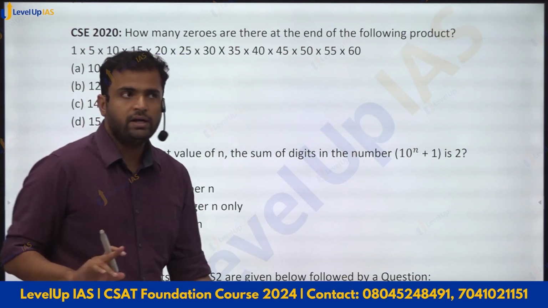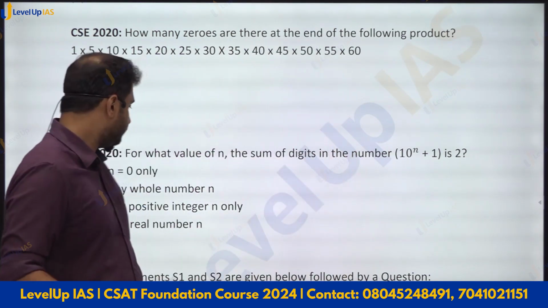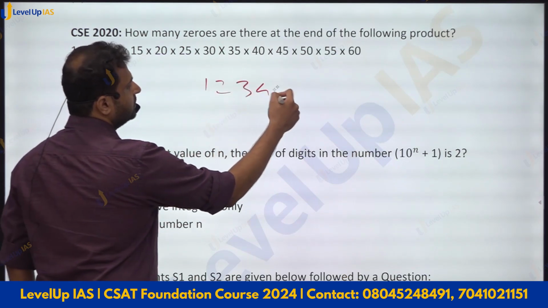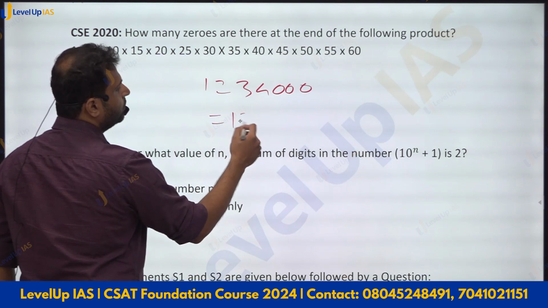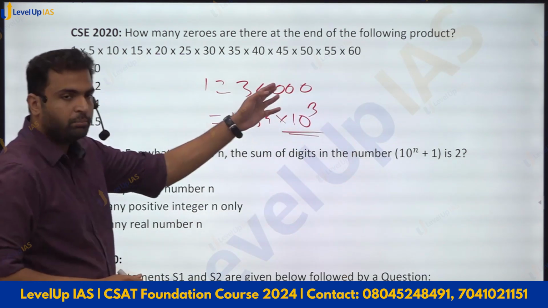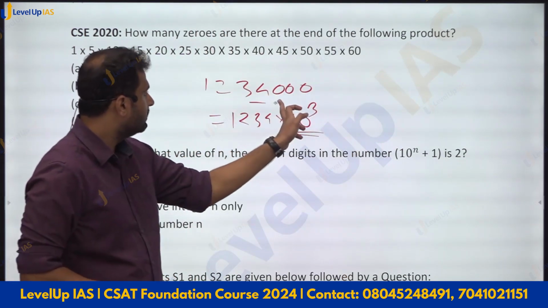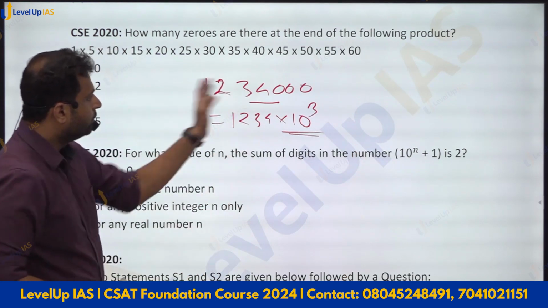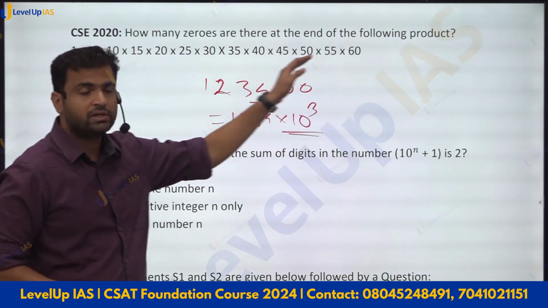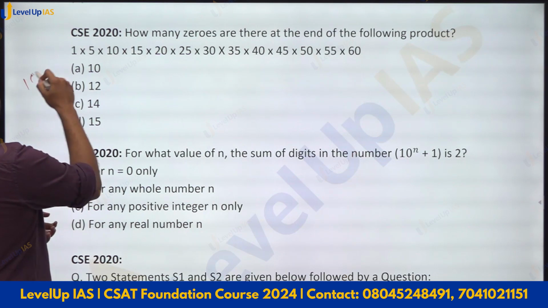Now we know that in the decimal system, 0 at the end means a power of 10. That is, if we have, let us say, this number 1234000, what does this mean? 1234 into 10 raised to 3. So 10 raised to 3 is the maximum power of 10 that is available in this number 1234000. So similarly, we just have to comment on how many times maximum 10 appears in this particular product. Now what is 10? 10 is equal to 2 into 5.